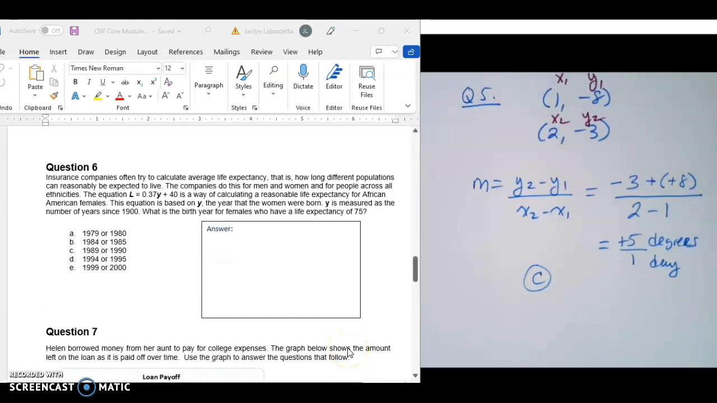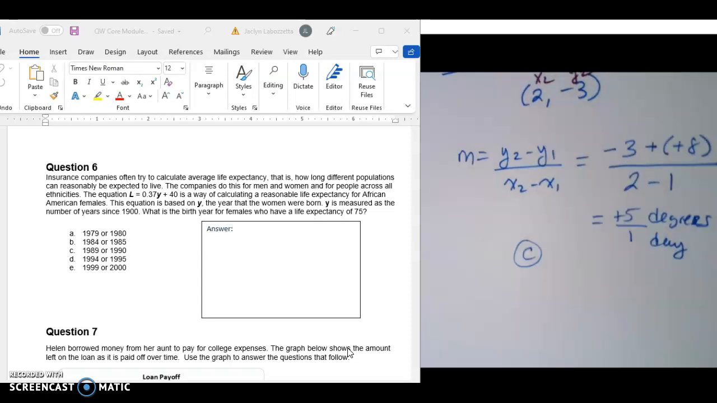Going on to question 6. Insurance companies often try to calculate the average life expectancy, that is, how long different populations can reasonably be expected to live. The companies do this for men and women and for people across all ethnicities. The equation L equals 0.37y plus 40 is a way of calculating a reasonable life expectancy for African American females. This equation is based on Y, the year that the women were born. Y is measured as the number of years since 1900. What is the birth year for females who have a life expectancy of 75?